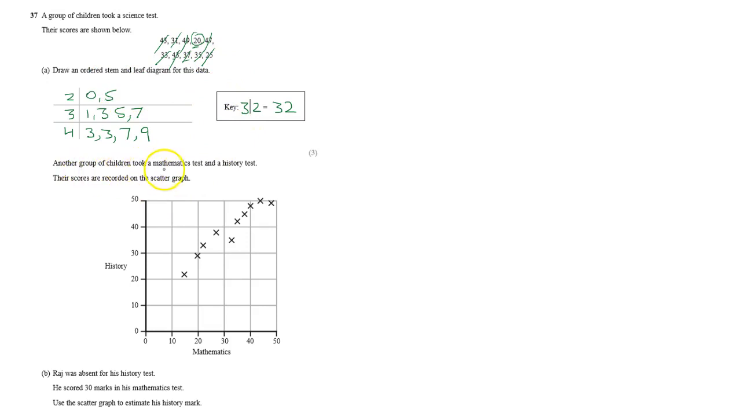Another group of children took a mathematics test and a history test. The scores are recorded on the scatter graph. Raj was absent for the history test. He scored 30 marks in the mathematics test. Use the scatter graph to estimate his history mark.